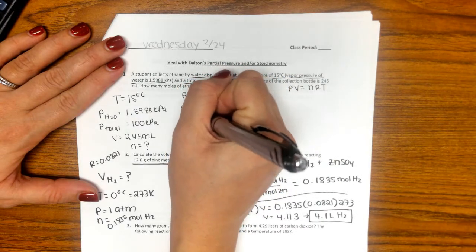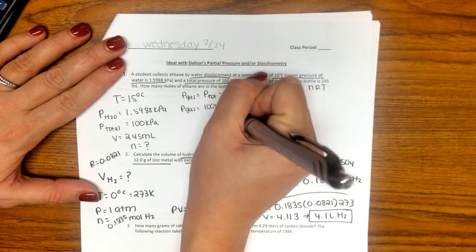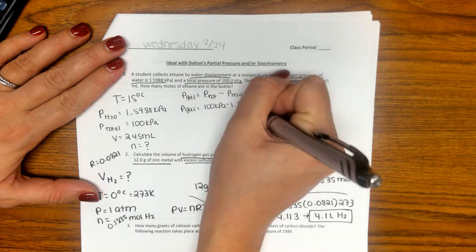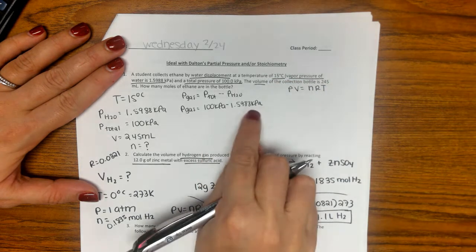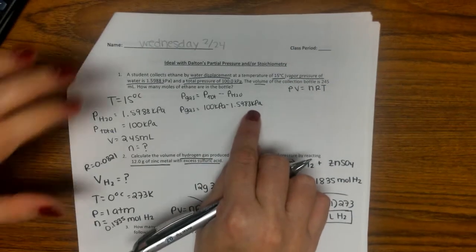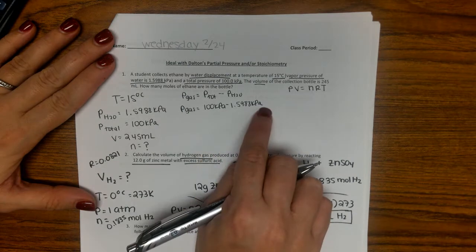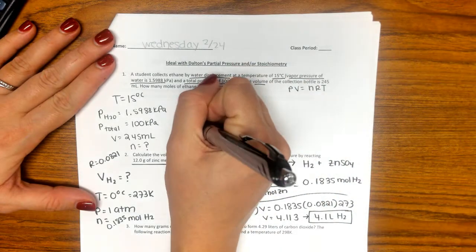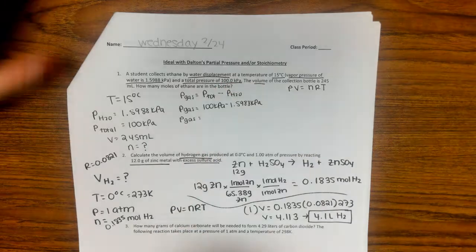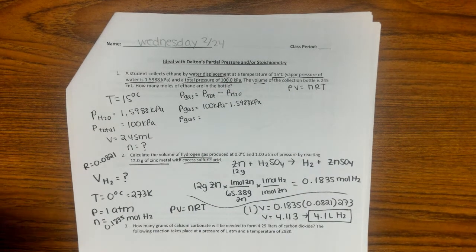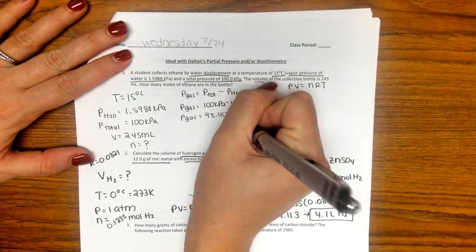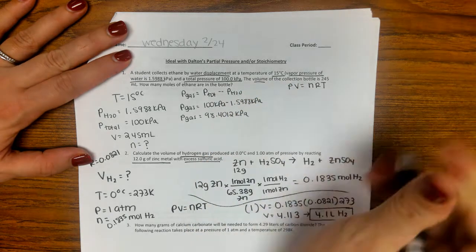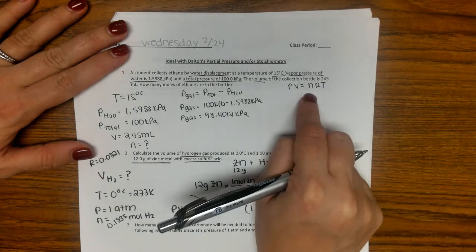So the pressure of my gas equals 100 kPa minus 1.5988 kPa. I can subtract these two numbers from one another because they're the same unit. If this was kPa and this was atm, I would have to change them to make them the same unit. So the pressure of my gas is 98.4012 kPa.